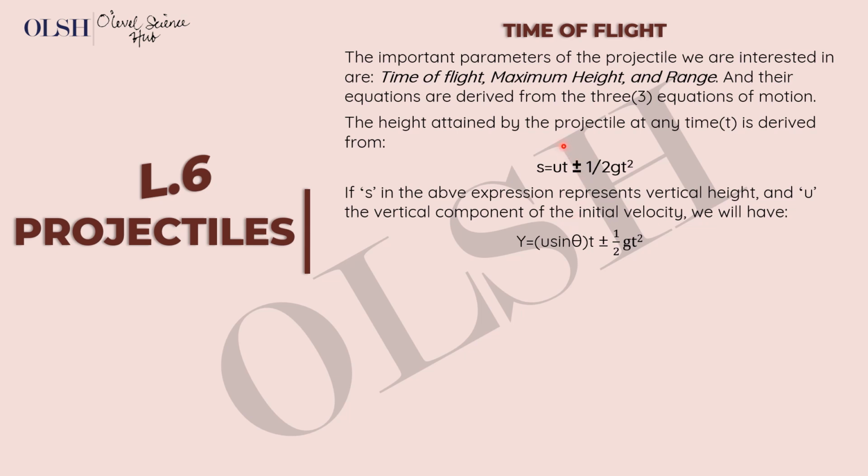Now this u in this formula represents initial velocity, but in our case it's going to represent the vertical component of the initial velocity, because our initial velocity has a vertical component and a horizontal component. This object is moving in both directions. It's moving both in the x-axis and the y-axis, and the velocity is experienced in both directions. And so we have to split the velocity into these two components to be able to understand the motion properly. So y is equal to u sine theta, because in this case we're considering the vertical component of the velocity, times t plus or minus half gt squared.